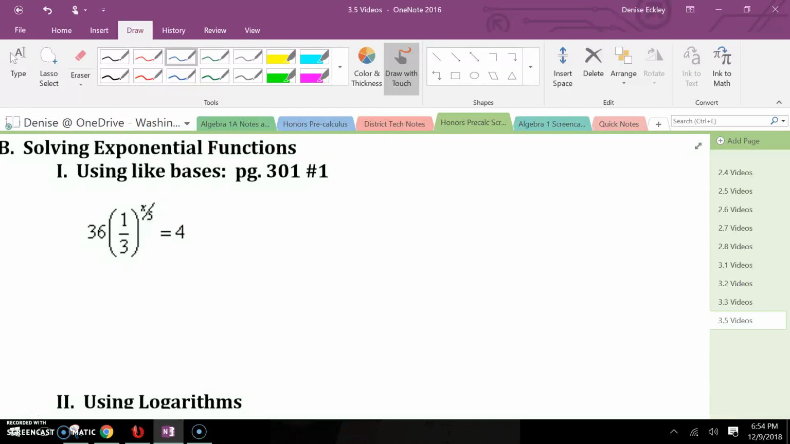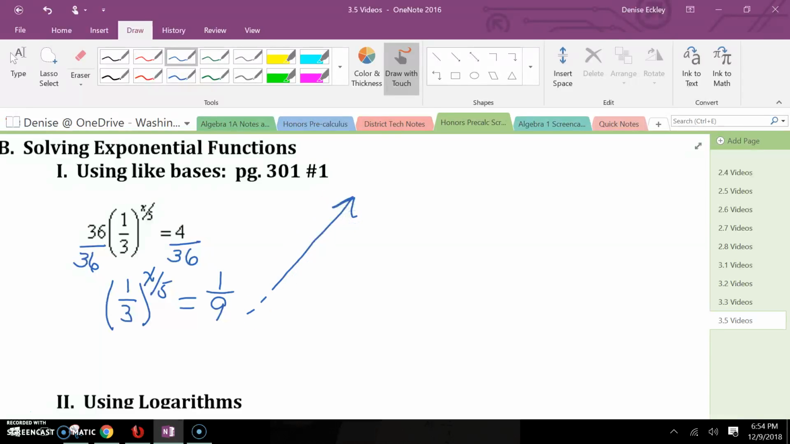But before we can do that, we have to isolate our base 1/3. So I'm going to start by dividing both sides by 36. So that leaves me with the 1/3 to the x over 5 equals 1 over 9. Now hopefully you can see that I can create like bases now because 1 over 9 is 1 over 3 squared. So I have 1 over 3 to the x over 5 equals 1 over 3 squared.